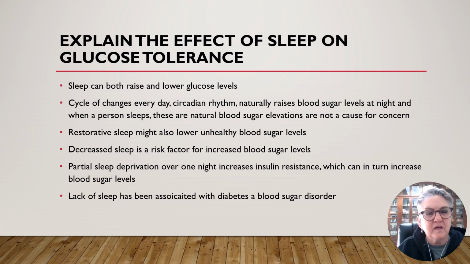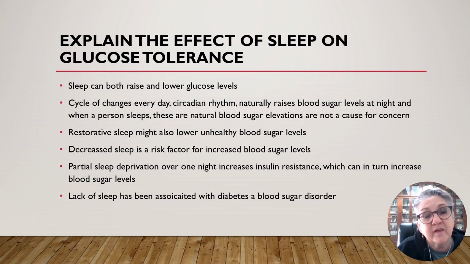Okay, we're moving on to objective 5 of this week's objectives, which is to explain the effect of sleep on glucose tolerance. So sleep can both raise and lower glucose levels. The cycle changes every day. Circadian rhythm naturally raises blood sugar levels at night, and when a person sleeps, these natural blood sugar elevations are not cause for concern. Restorative sleep might also lower unhealthy blood sugar levels.